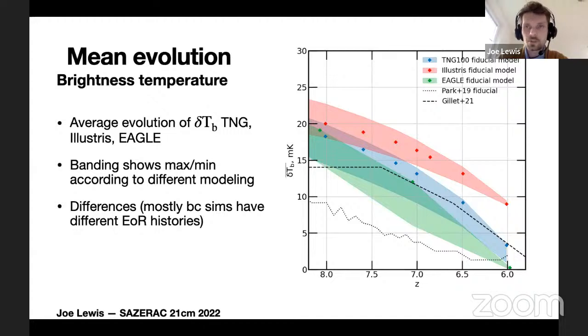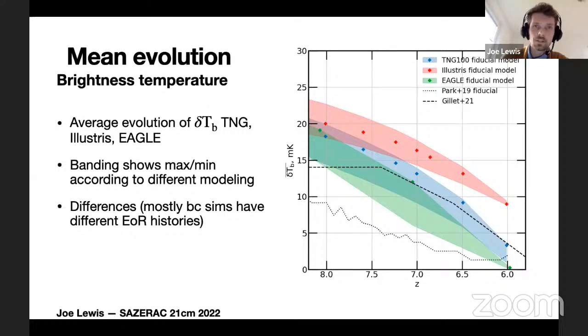So across the board, it's relatively in the same waters, but you'll notice that the Illustris simulation has a much higher mean brightness temperature towards the end of the window I'm looking at, towards a redshift of 6. And so this is mainly down to the different reionization history, as in Illustris it ends a bit later.